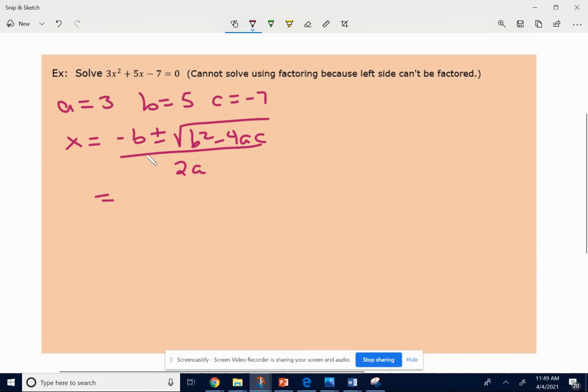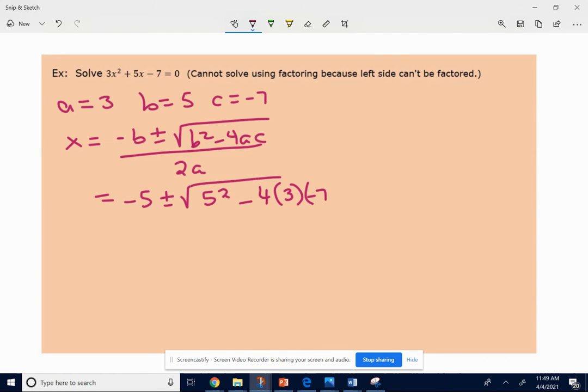That first part, negative B, think of it as the opposite of B. The opposite of 5 is negative 5. Inside the square root, B squared. 5 is B. Then I have minus 4 times A, which is 3, times C, which is negative 7, all over 2 times A, which is 3.